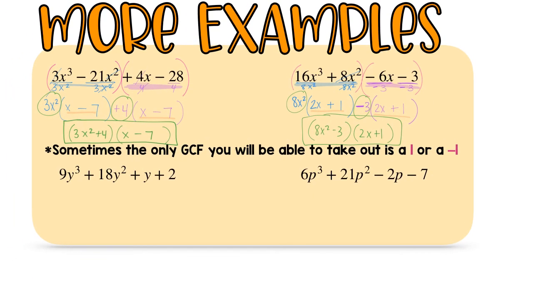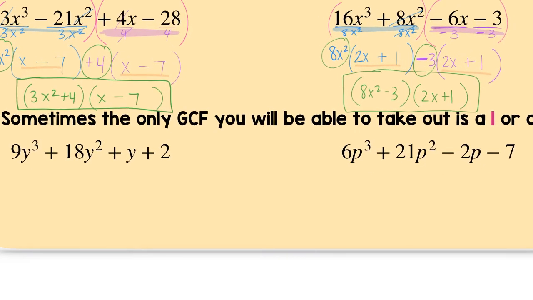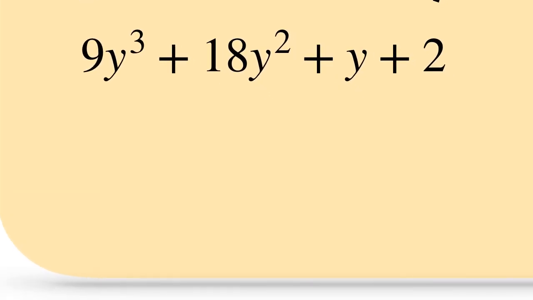All right, and then we have two more examples that are just a little bit different. It's the same process, but you're going to find that sometimes you won't be able to see a GCF in one of your groups. And that's because you're just going to have to take out a 1 or a negative 1. So you'll see what I'm talking about in just a second. Let's go ahead and do this one. So let's group these like we normally would do.